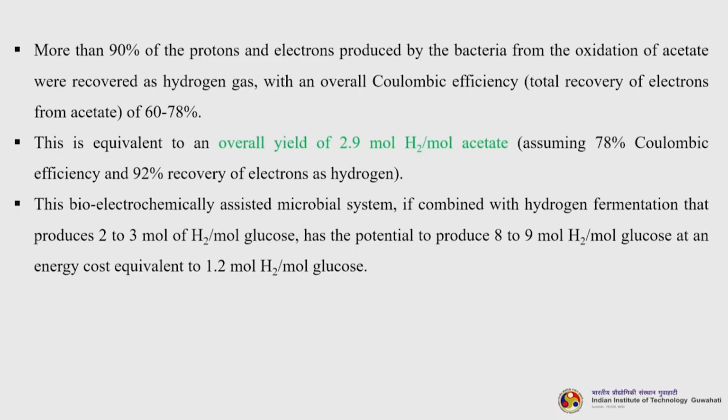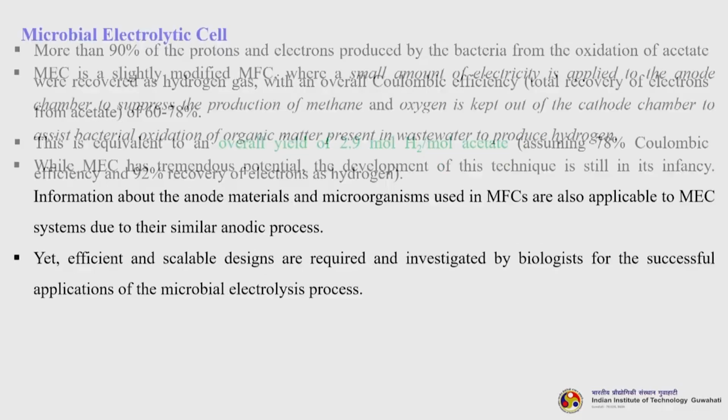More than 90% of the protons and electrons produced by bacteria from the oxidation of acetate were recovered as hydrogen gas, with an overall Coulombic efficiency, that is the total recovery of electrons from acetate, usually around 60 to 78%. This is equivalent to an overall yield of 2.9 mole of hydrogen per mole of acetate if you assume 78% Coulombic efficiency and 92% recovery of electrons in the form of hydrogen. Now, this bioelectrochemically assisted microbial system, if combined with hydrogen fermentation that produces 2 to 3 moles of hydrogen per mole of glucose, has the potential to produce 8 to 9 mole of hydrogen per mole of glucose at an energy cost equivalent to 1.2 moles of hydrogen per mole of glucose, which is excellent actually.